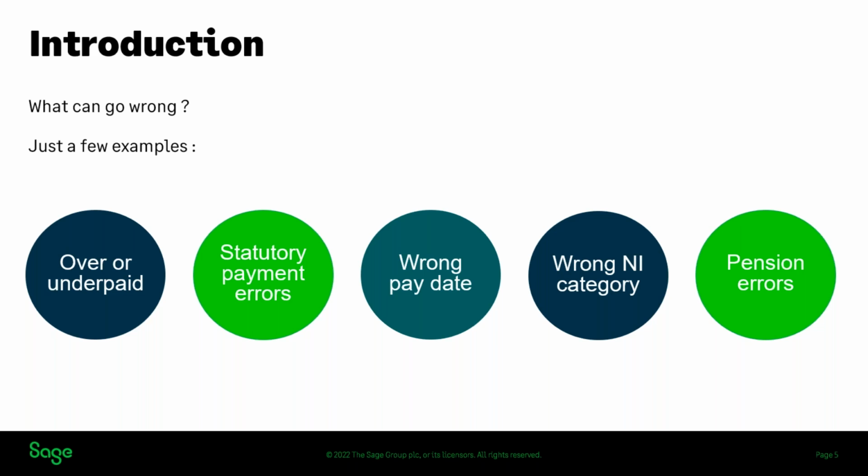So if you've either over or underpaid an employee, then you need to correct that. Next, you can have a look at statutory payment errors. So potentially sick pay dates incorrect, maternity dates, things like that. You can also have the wrong pay date. So you may have accidentally used the wrong process date when you've been processing. The wrong national insurance category as well. And finally, pension errors. Now, as I mentioned, this is just a very small selection and the more common errors that we encounter. There can, of course, be a lot of other errors that can occur.